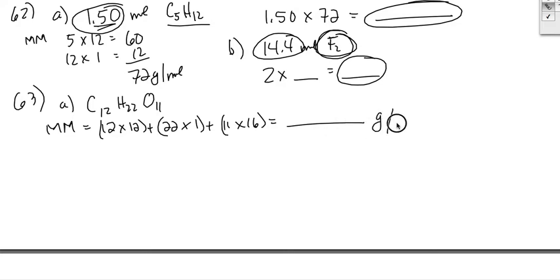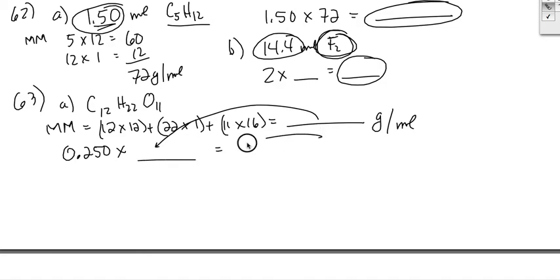It's the grams per mole. But you don't have a full mole. The problem says you only have 0.25 moles. So you take the 0.25 times your molar mass, and you find the mass of the 0.25 moles of sucrose. Okay? And then you can do B and C.